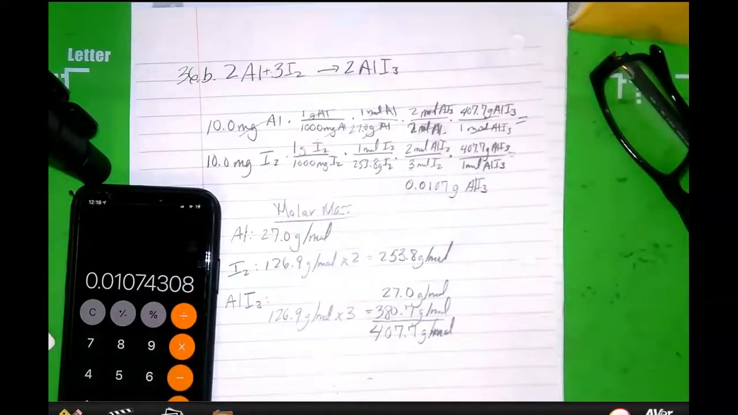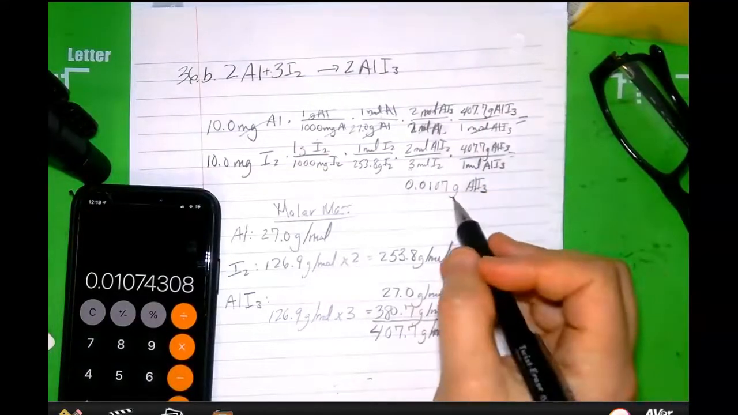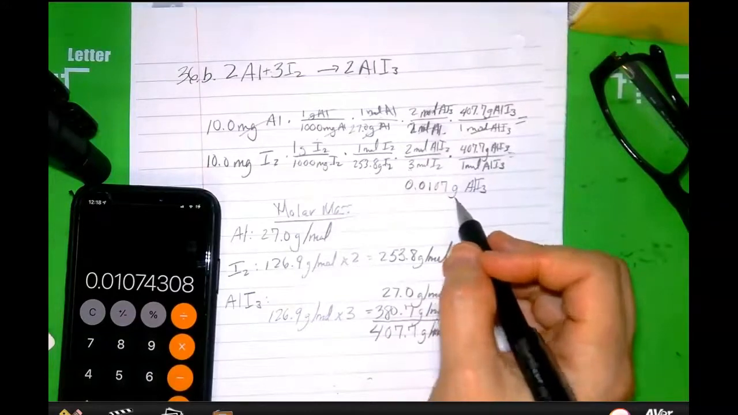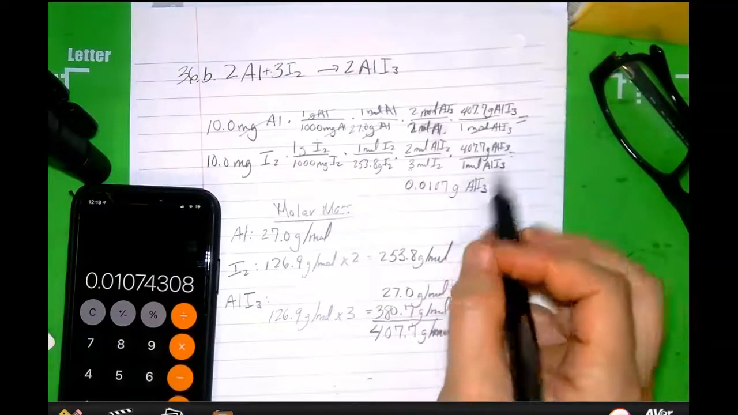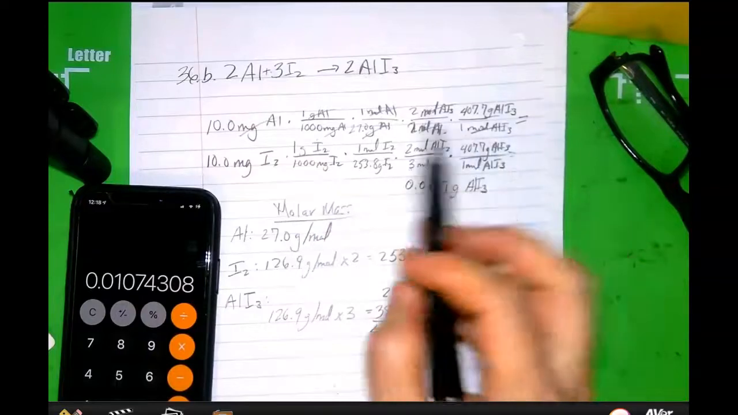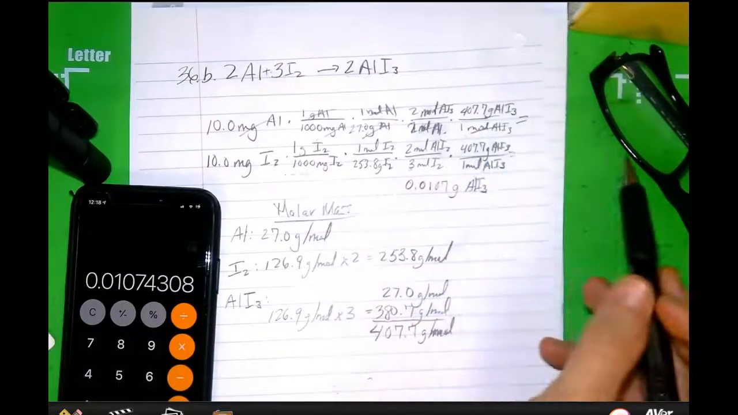Now the question asks for the answer in mass. It asks for the mass, so I'm good. I can keep it in grams. If it asks for milligrams, I'd have to convert one more time to milligrams. So you can see that stoichiometry can get pretty long.